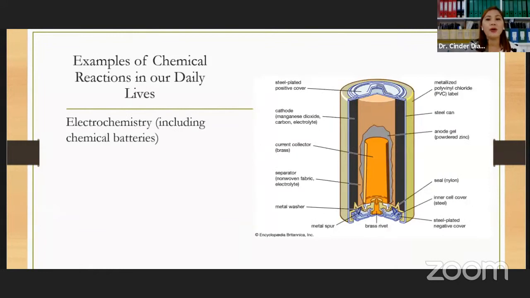Another is electrochemistry, which includes chemical batteries. Electrochemical reactions are redox reactions, oxidation and reduction reactions that convert chemical energy into electrical energy. The type of reaction depends on the battery. Spontaneous reactions occur in galvanic cells, while non-spontaneous reactions take place in electrolytic cells.